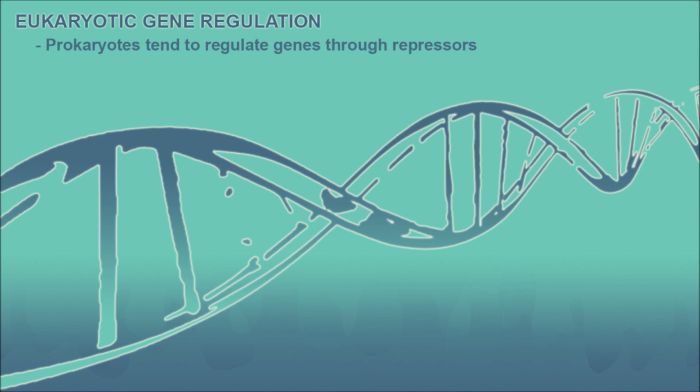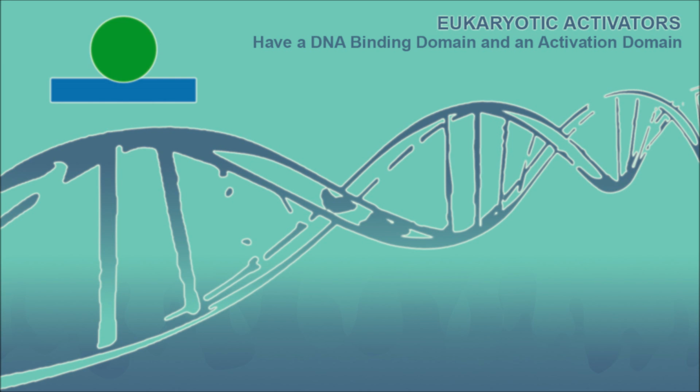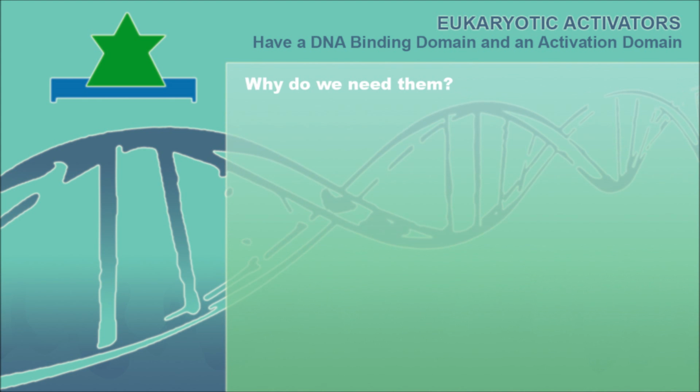Prokaryotes tend to regulate genes through repressors, while eukaryotes tend to regulate genes through activators. Eukaryotic activators have a DNA binding domain and an activation domain. The activation domain has a great deal of variety, and so does the DNA binding domain. The two can mix and match. Why do we need activators?